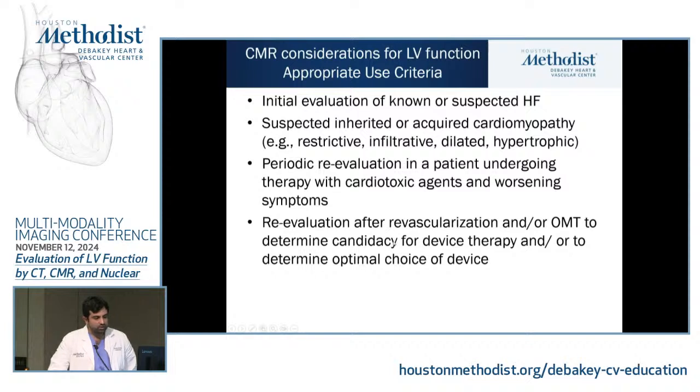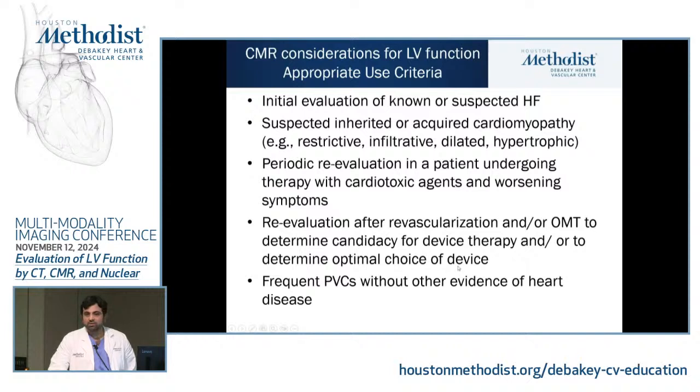This one, we may have to rethink, but currently it's considered appropriate use criteria. And then a big source for the MRI business, if you will, is also those with arrhythmias. So frequent PVCs, unexplained ventricular tachycardia without a known cause, is a very big indication. And I will stop here, I believe.